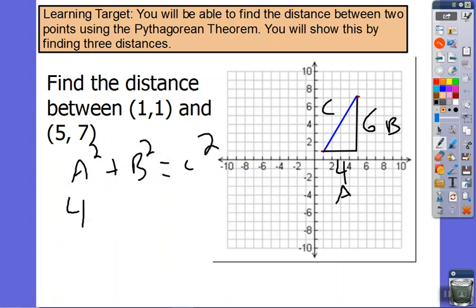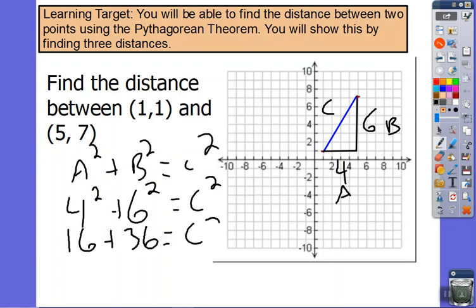Putting in the 4, putting in the 6. 4 times 4 is 16. 6 times 6 is 36. Adding those together. Wow, there's a lot of 50s in this. Okay, so opposite of square is square root. And I want to know 52. Does anything go into 52?